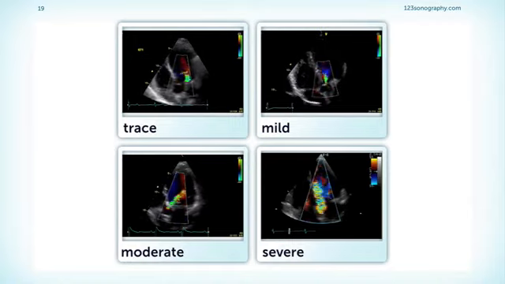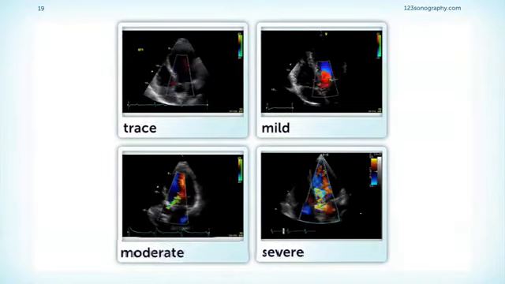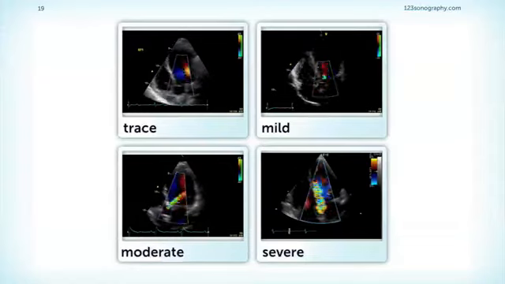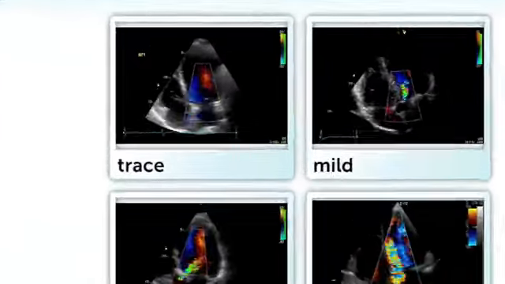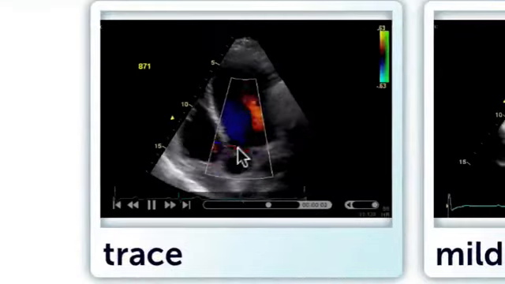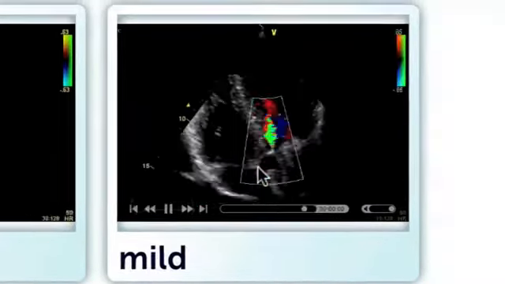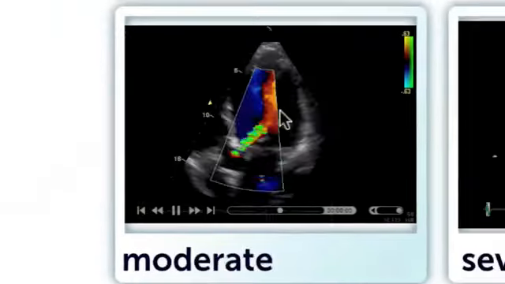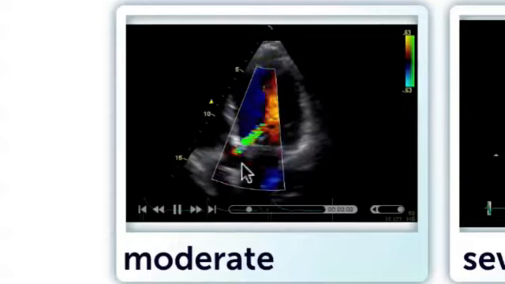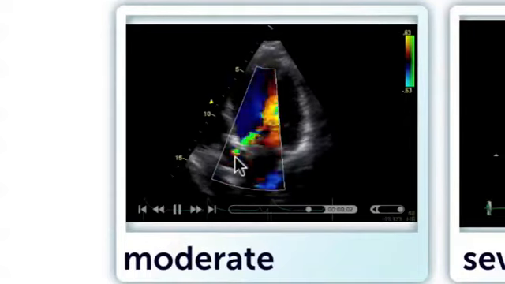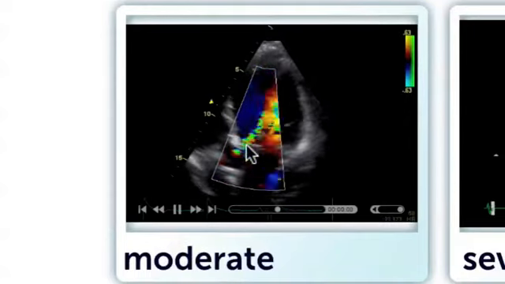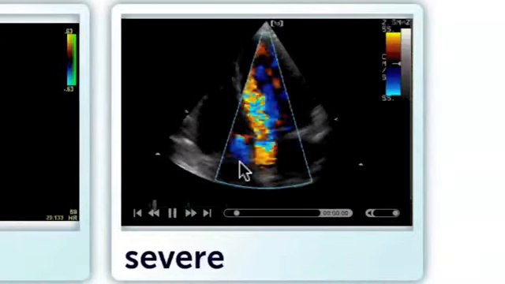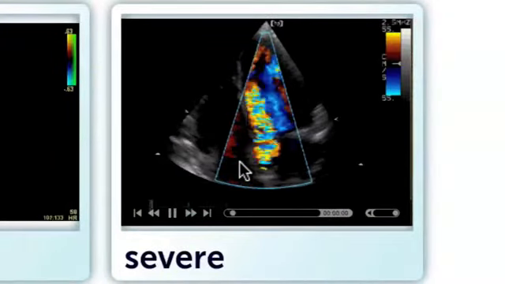Now let's look at the 5-chamber view, which is also very helpful, especially in situations where the jet has a more central orientation. And again, we have 4 different degrees. On the left upper side, we have just trace aortic regurgitation. Here we have mild aortic regurgitation, moderate aortic regurgitation. Here we see the flow convergence zone and the vena contracta. And finally, here we have a very severe aortic regurgitation.